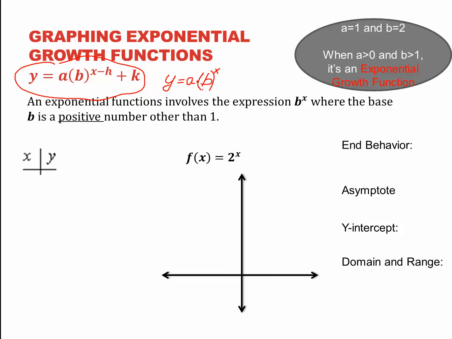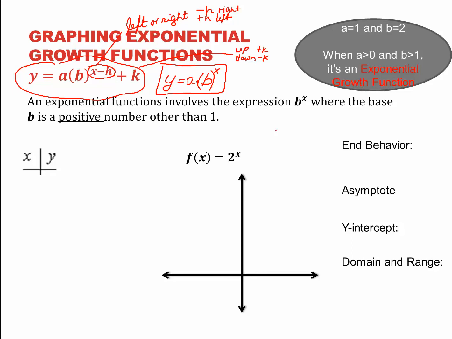is an exponent. Okay. And when you have something modifying the x, that's when we're going to move to the left or to the right. If it says minus h, that means you're going to the right. And if it says plus h, that means you're going to the left. And this k value is what's going to move you up or down. Up means plus k, down means minus k. But in general, the basic form is going to be this one, y equals a b to the x.